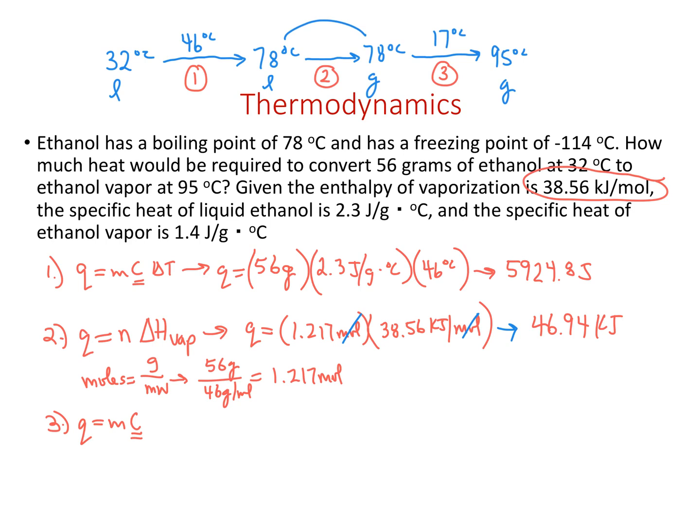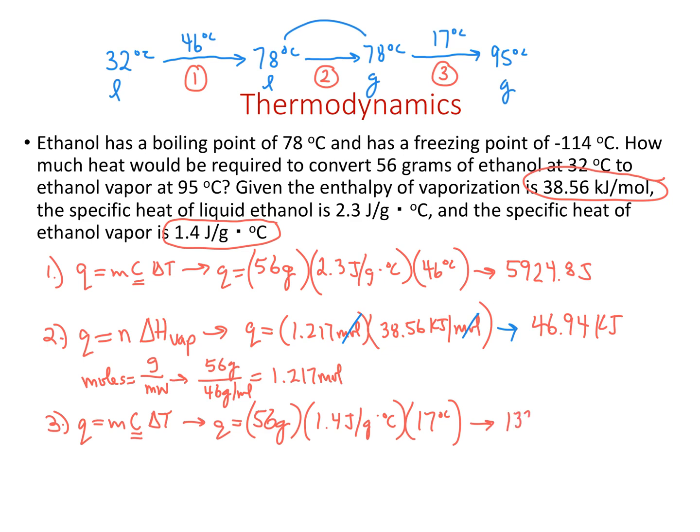I've gone from liquid ethanol to ethanol in the gas phase. So I can find that heat. Q equals, it still weighs 56 grams, so that didn't change. What did change was the specific heat. Now I've got a specific heat of 1.4 joules per gram times degrees Celsius. And my second temperature change is 17 degrees Celsius. So that heat is approximately 1,332.8 joules.